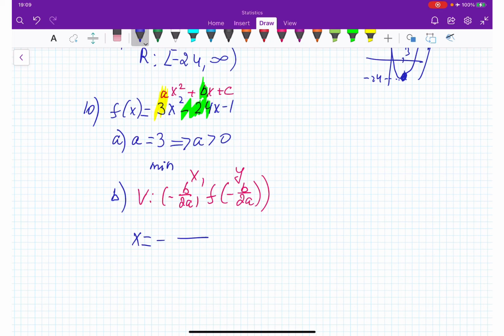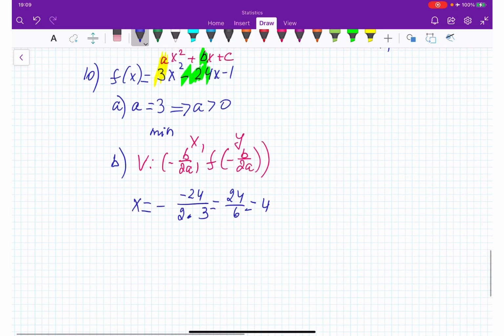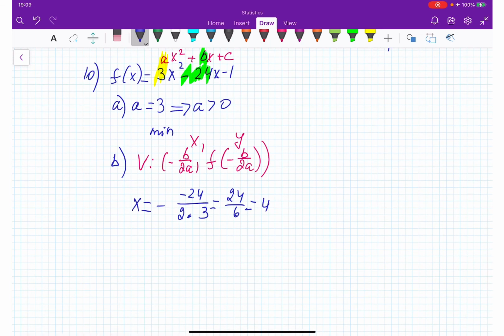Okay. It's going to be negative 24 over 2 times a, which is 3. And that's going to be negative is positive. 24 over 6 is equal to 4. Now let's find the function f of 4, which is going to be 3x squared minus 24x minus 1.